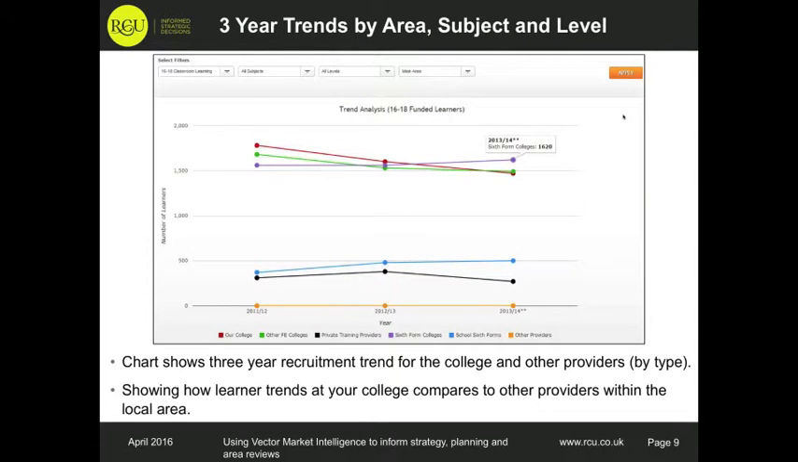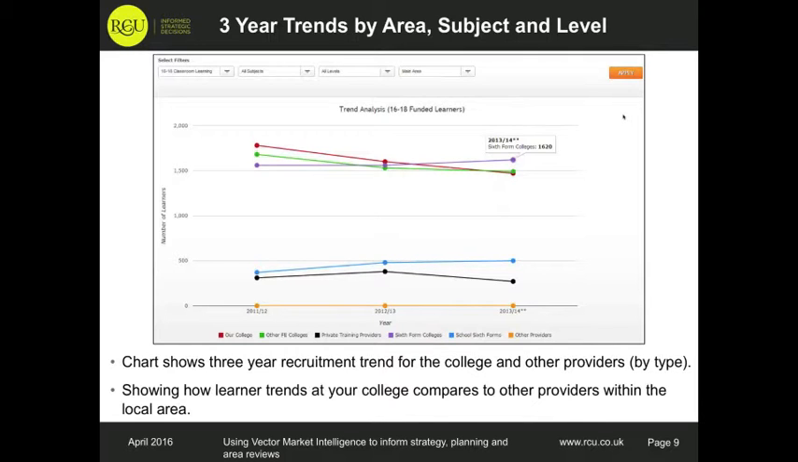So a major part of Vector is its trend analysis. And again, you can do this by subject and level and different geographic areas as well. The red line on there happens to be this college. So you can see this as 16 to 18 classroom learning, all subjects in its main area. And you can see how it's had a decline in overall 16 to 18 classroom learners, whereas the purple line that's increasing is sixth form colleges. And again, the green line is other FE colleges.